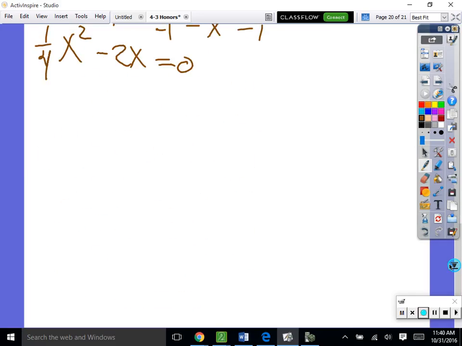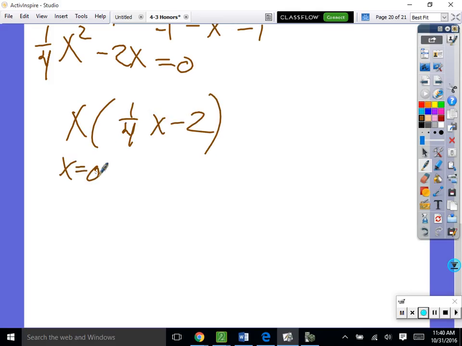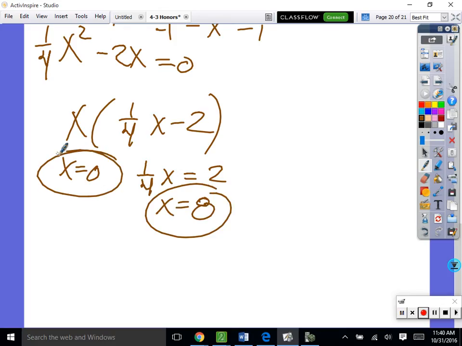And now we'll just factor out an x. And left is 1/4 x minus 2. Now we'll solve. x equals 0. Solve for x over here. Guys, 1/4 x equals 2, times by 4. x equals 8. We did that the hardest way possible, but we got the right answer.